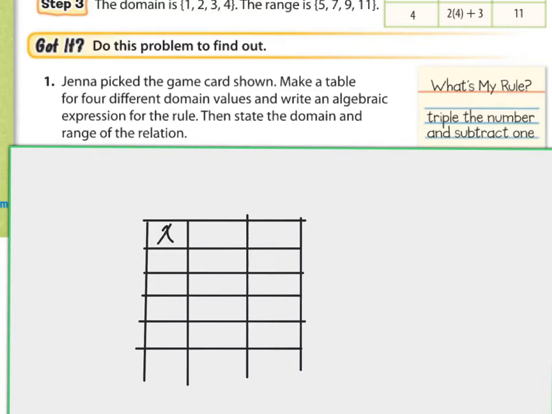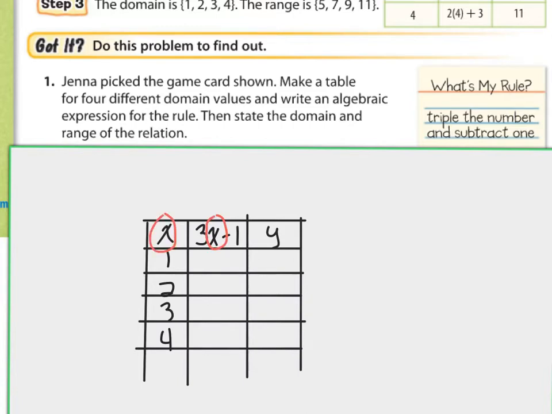This will be my x, and here will be my y, and in the middle will be my function. My function reads: triple the number and subtract 1. So the input will have to be tripled, so 3 times x, and then subtract 1. Now I will choose 4 different values, 1, 2, 3, 4, and I will replace the x with that value, right?